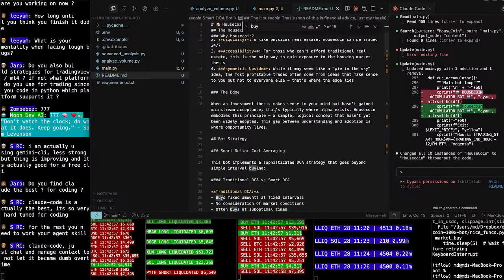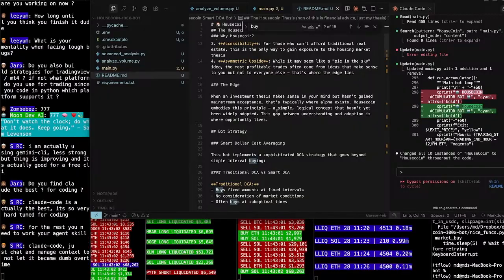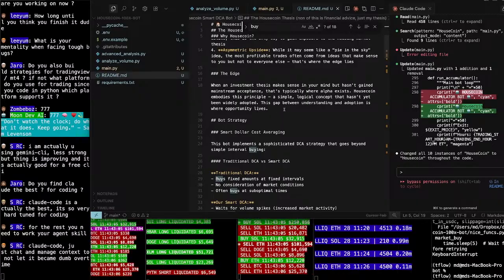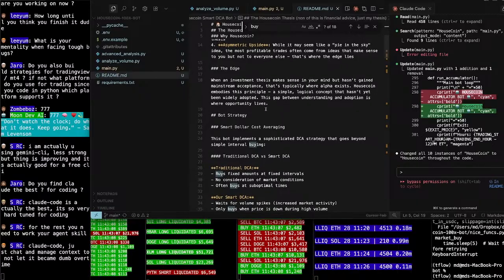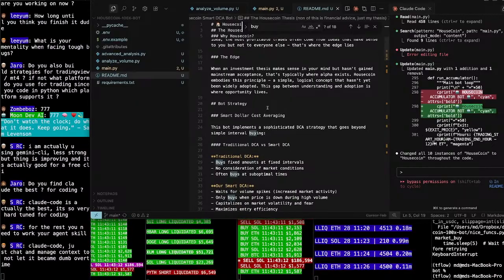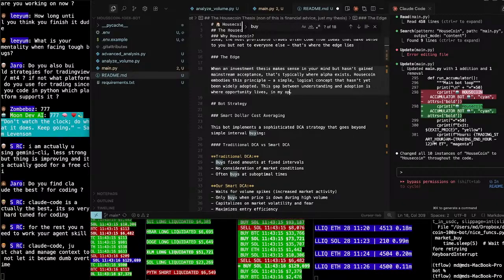The edge, when an investment thesis makes sense in your mind, but hasn't gained mainstream acceptance, that's typically where alpha exists. Housecoin embodies this principle, a simple, logical concept that hasn't yet been widely adopted. This gap between understanding and adoption is where opportunity lives, in my opinion. Not financial advice.